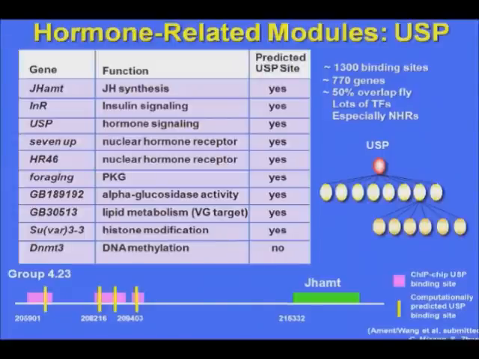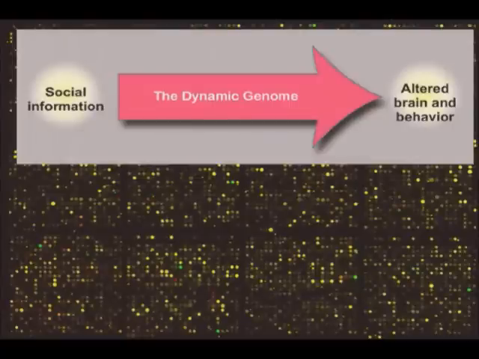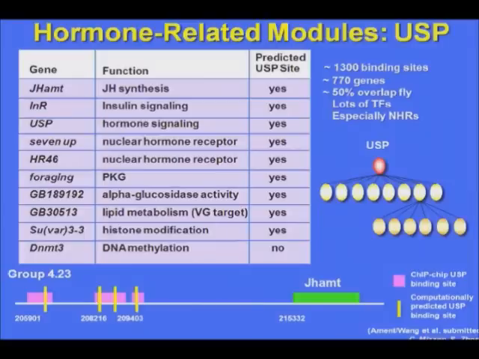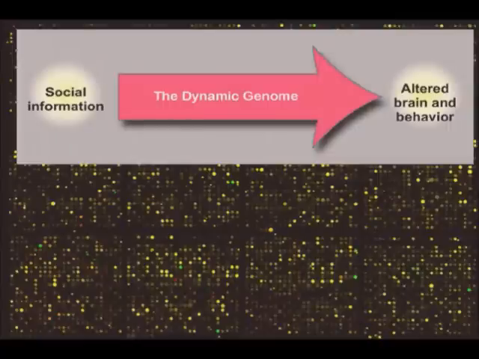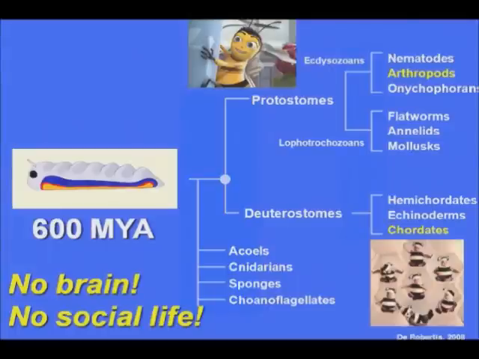It has the foraging gene, suggesting that hormone signaling is affecting the foraging gene. We've collaborated with Marla on the foraging gene and have shown previously that it's involved in regulating behavioral maturation. For Francine's benefit, because I know she's standing there, I wanted to show that it looks like there are some histone modification and DNA methylation effects of USP as well. So what we've shown is, I think, a nice example of the dynamic genome: that social information can affect brain and behavior to affect behavioral maturation in honeybees.